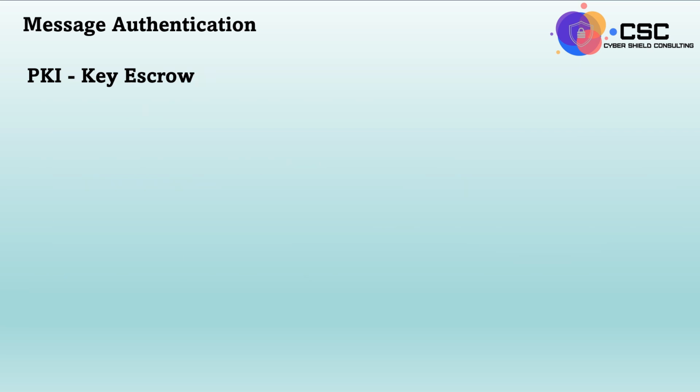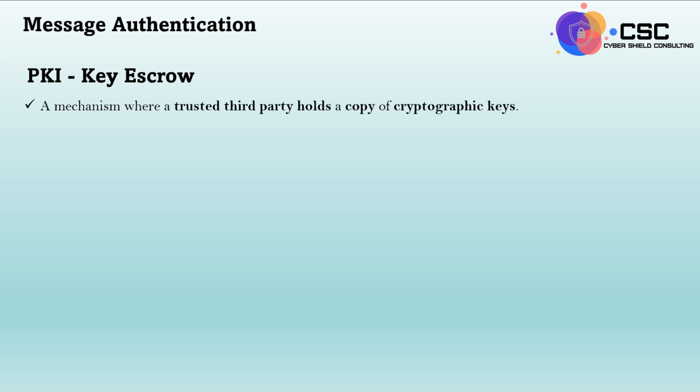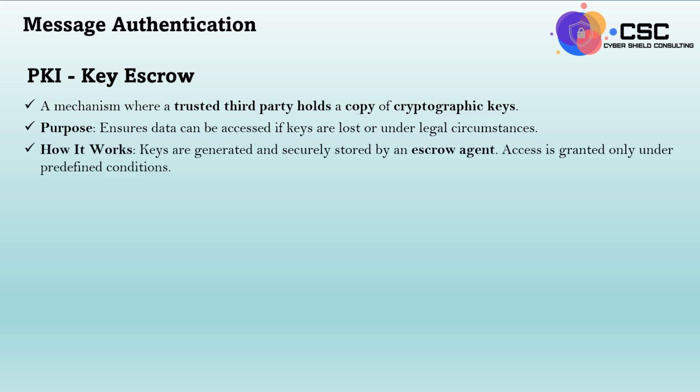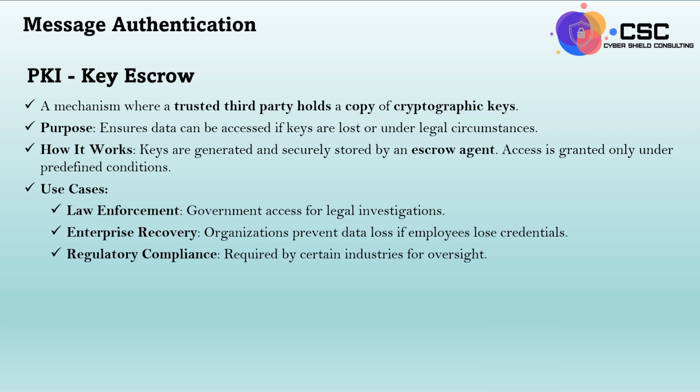In this section, we are going to discuss the concept of key escrow, a mechanism designed to ensure access to encrypted data even when the original key is lost or unavailable. Key escrow works by entrusting a third party, known as an escrow agent, with a copy of a cryptographic key. This agent could be a government body, a security organization, or an enterprise administrator. The purpose is to allow authorized entities to recover encrypted data under specific conditions.